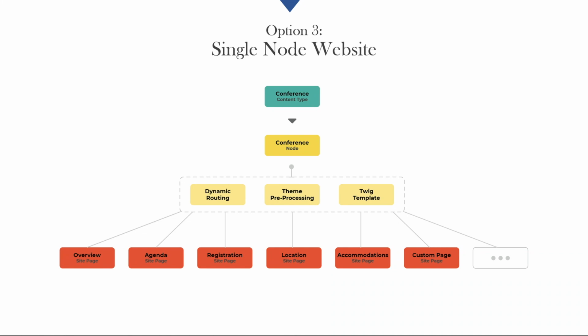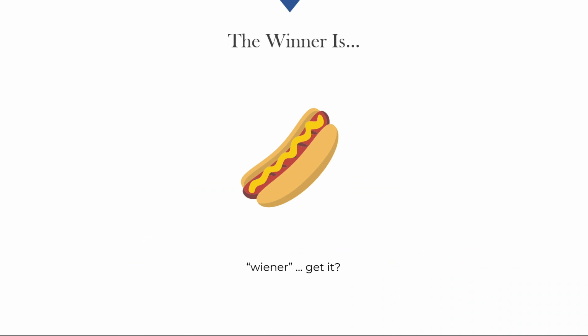We'll get more into this in a few minutes, but theme pre-processing and Twig templates. Using all of these things, you can then render out multiple pages to create yourself a microsite.